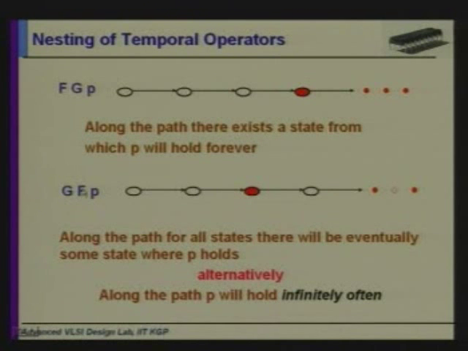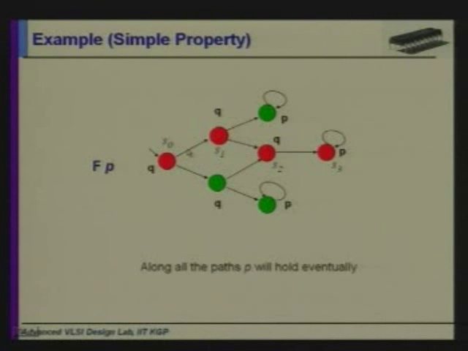Now there is another property, that is global future p, G F p. What does this mean? F p means eventually p has to hold. This global ensures along this path from all states this F p has to hold. So that means whatever state you take from this sequence of states, from that you will have a future state where p is holding. Now these are some examples.